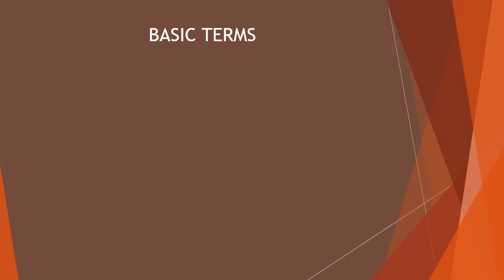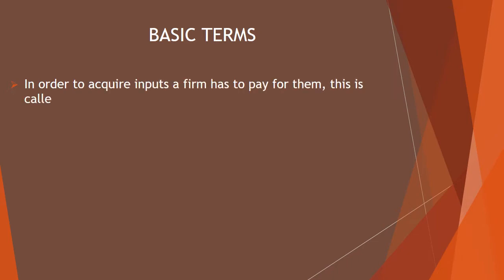Now let us look at the basic terms that we use in this chapter. In order to acquire inputs, a firm has to pay for them. This is called cost of production. Or we can also say the expenses incurred in the production process. We use four factors: land, labor, capital and organization, and in reward for these factors we pay rent, wages, interest and profits. So these are called the cost of production.